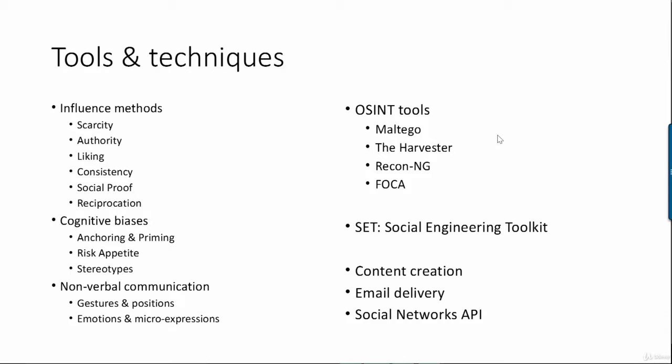Okay, so what are the tools and techniques that could be used in order to execute those attacks? Conduct the described methods, to apply those methods in order to gain advantage of human factor and social engineering.